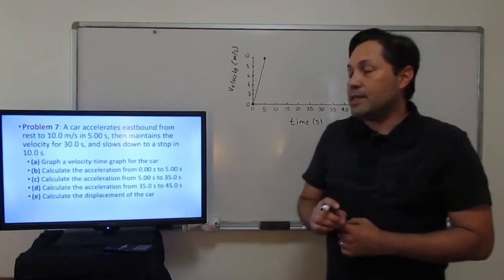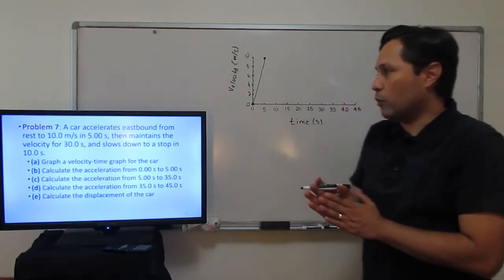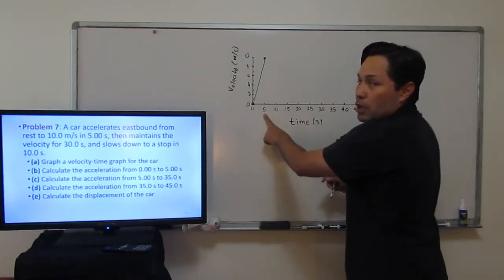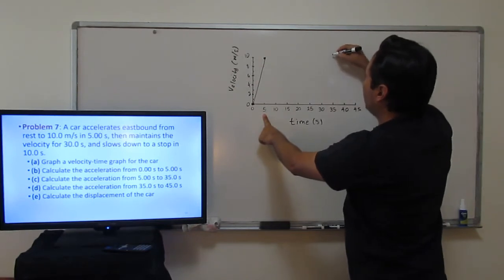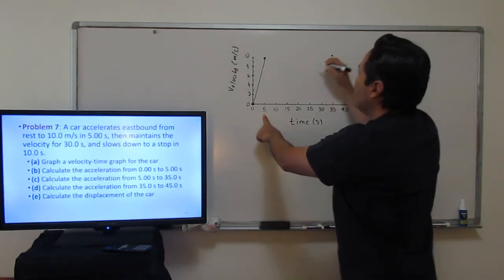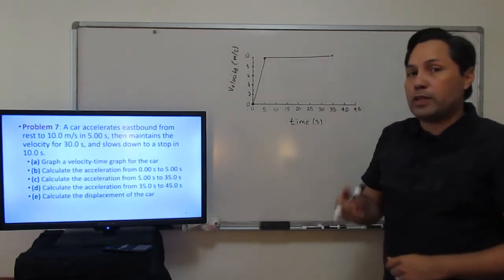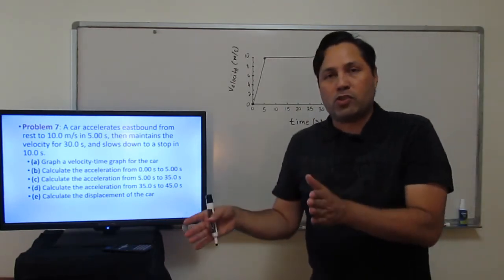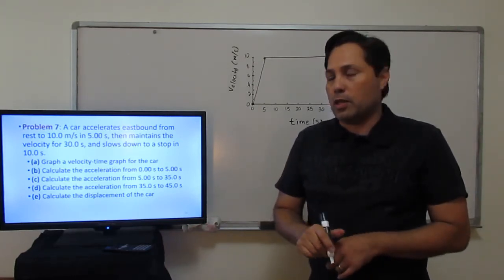Then the car maintains that velocity for 30 seconds. So here we're at 5. At 30 seconds too, that will be a 35. So it says the car is going to maintain the velocity for an additional 30 seconds. So we're 35 seconds into this journey: 5 seconds to accelerate, plus 30 seconds of maintaining the constant velocity.